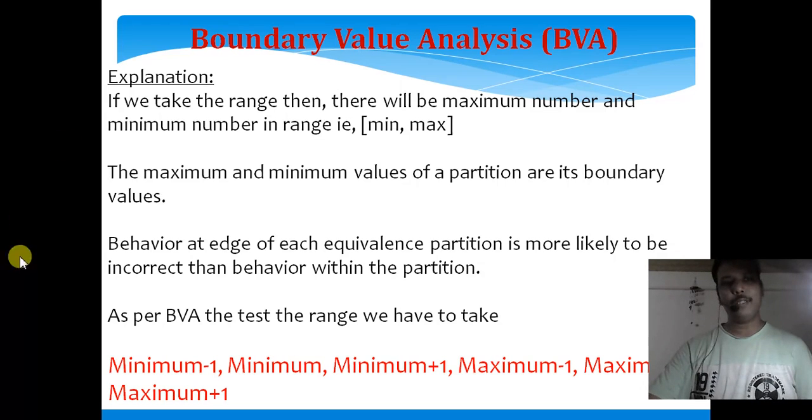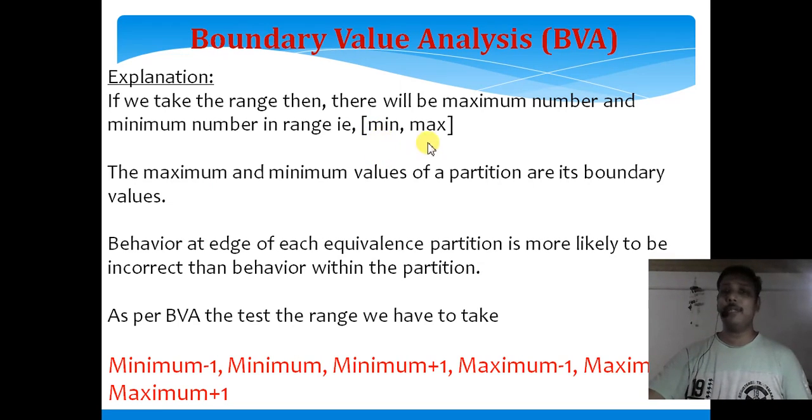Here, what are the boundaries? We'll check what the boundaries are. If you take the example of 18 and 60, 18 will be the minimum value and 60 will be the maximum value. These are the boundaries. So we have to take the values nearer to the boundaries.